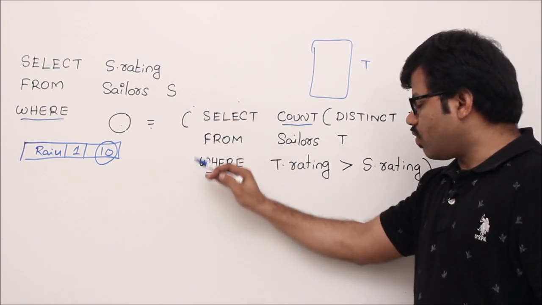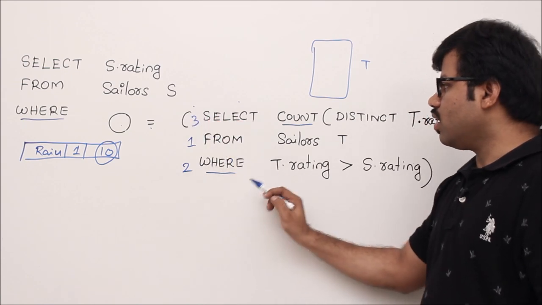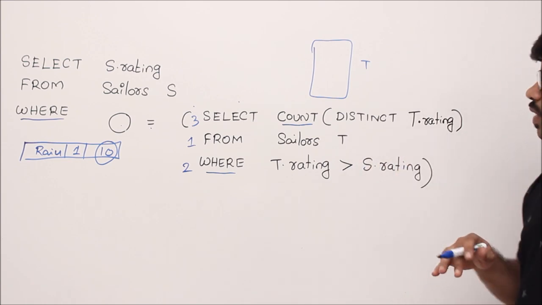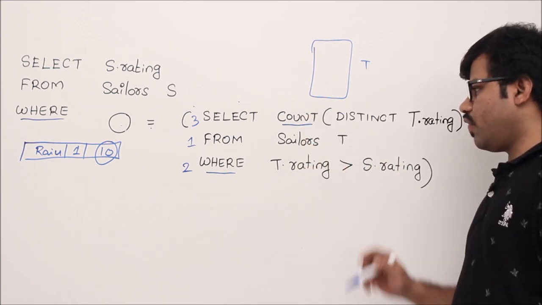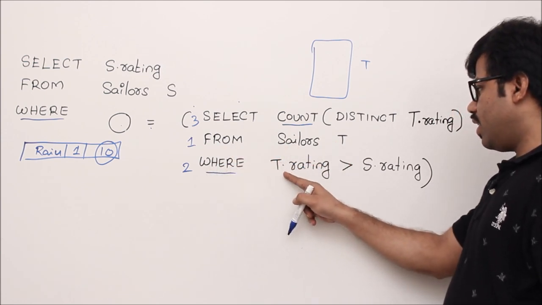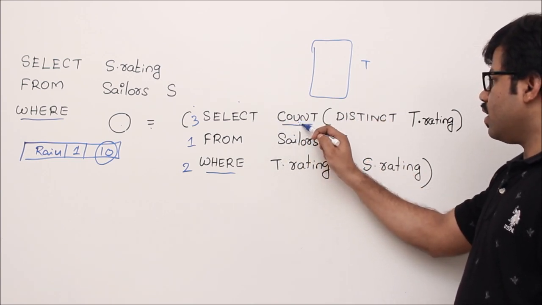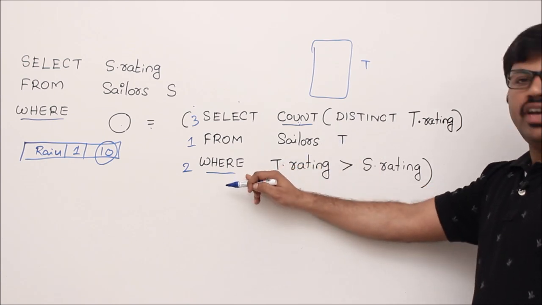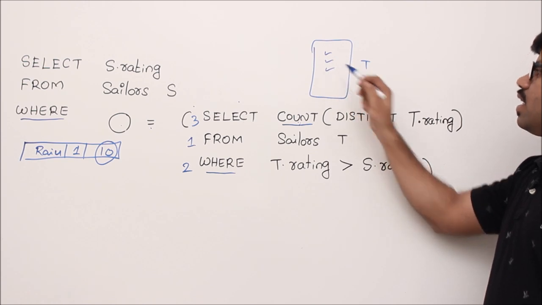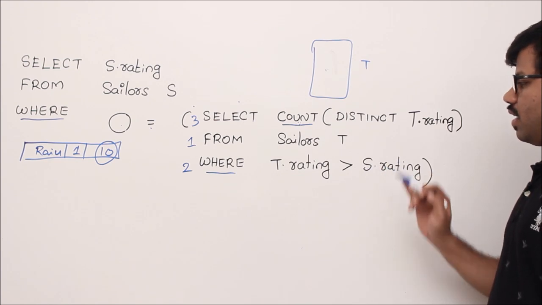We know the way this query is evaluated: step number 1, step number 2, step number 3. The target is to see when this count will be 0. For that we should understand the meaning of the query. Take every sailor from step number 1 and apply the where condition, T.rating greater than S.rating. We are counting the number of tuples satisfied by the where condition, correct or not? You know how the query will be evaluated. This where condition will be evaluated.